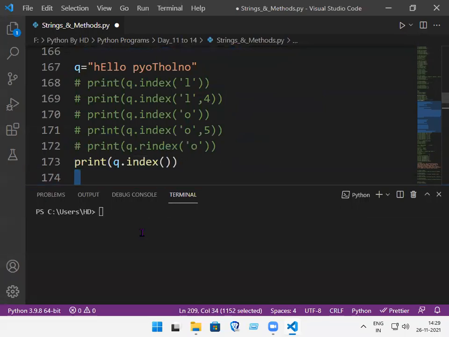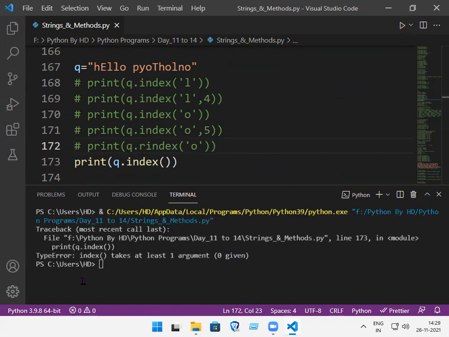But in real time, what happens? The code which we get is 95% errors only. So, just index there. What do I get now? Error. Type error: index takes at least one argument, 0 given. So in the case of index, you have to pass some kind of value, whether you pass a value or an index value.